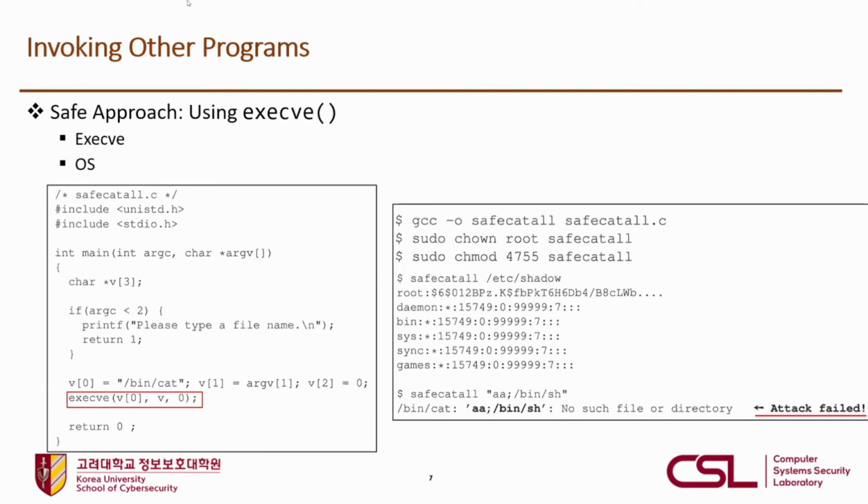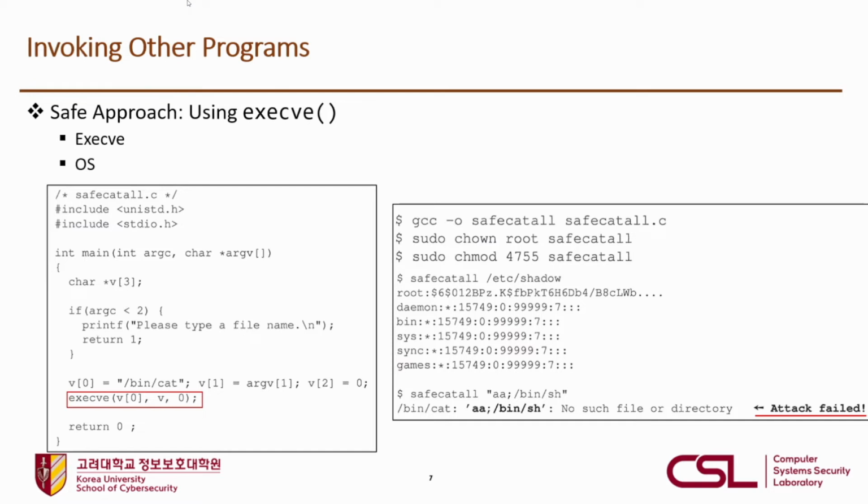The next sample is the safe approach. There is one change compared to the previous example: the file is not executed with the system function, but the code is composed using the execve function. In this way, the vulnerability can be protected.